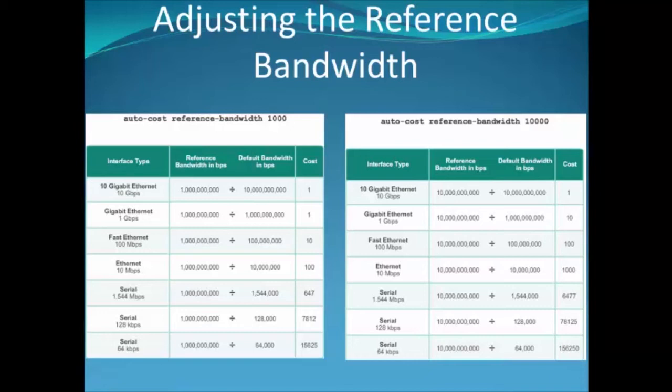To assist OSPF in making the correct path determination, the reference bandwidth must be changed to a higher value to accommodate networks with links faster than 100 megabits per second. To adjust the reference bandwidth, use the auto-cost reference-bandwidth megabits-per-second router configuration command. To return to the default reference bandwidth, use the auto-cost reference-bandwidth 100 command.